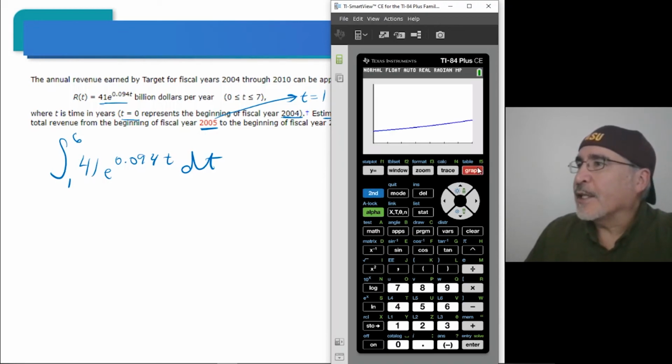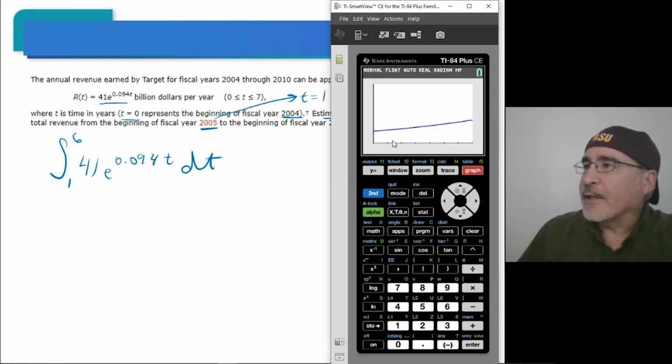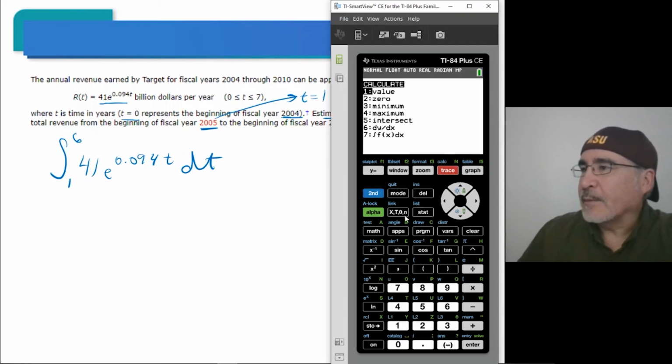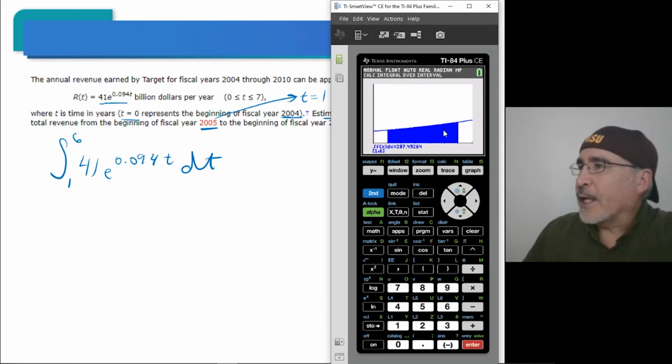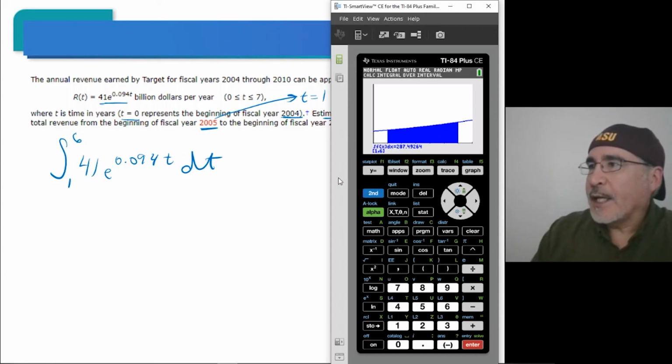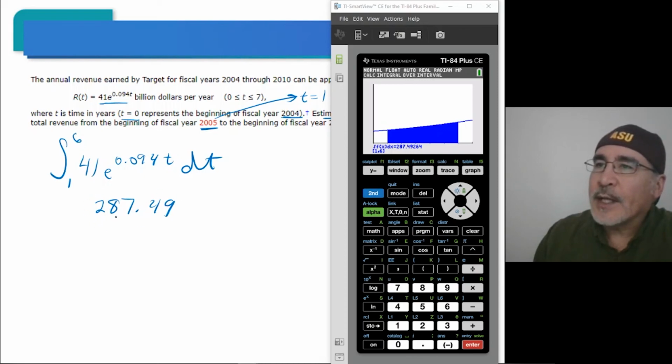We'll graph, we don't need the table. And we want the area under the curve from t equals 1 to 6. So we go second calc, number 7. The lower limit is 1. Enter the upper limit, it asks for, is 6, so I put in 6. And it gives me the area under the curve is 287.49, but they want us to round it to the nearest 10 billion, and this is in billions of dollars.